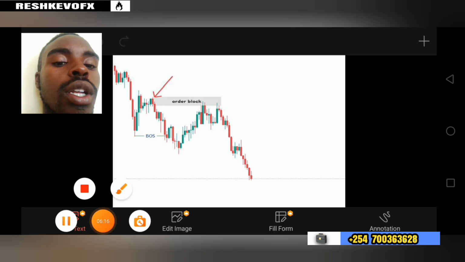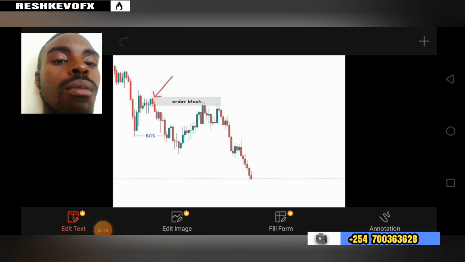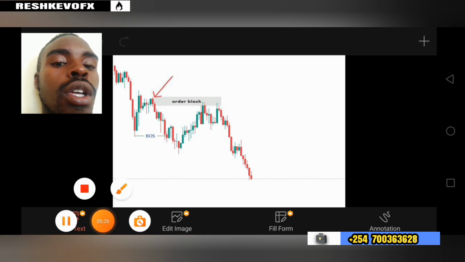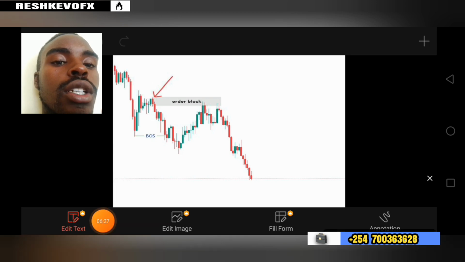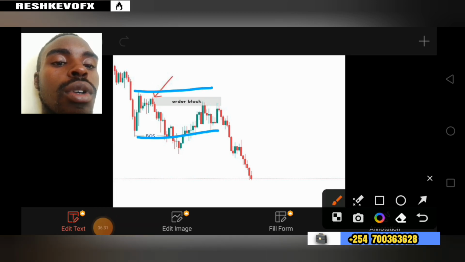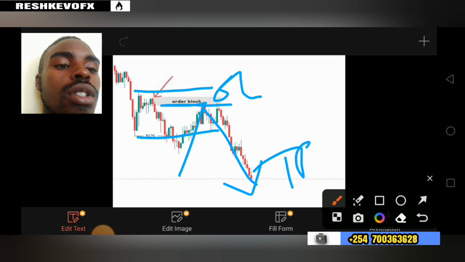Let's look at an example here for a valid order block. There is a sweep of liquidity. Let's look at this. There is a sweep of liquidity. There is a break of structure. It comes, and this is a valid order block. It returns back. Your stop loss is here. Your TP is here. Very amazing, guys.